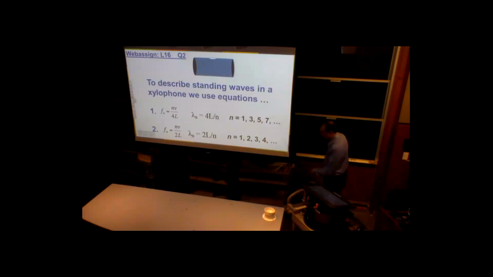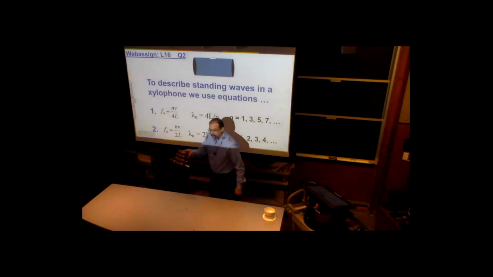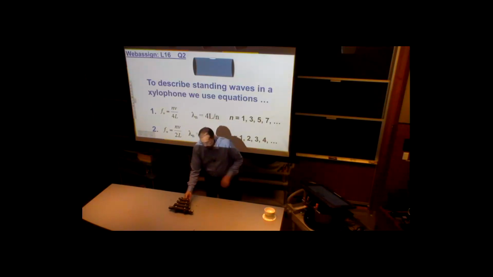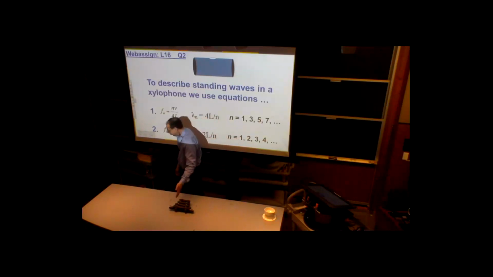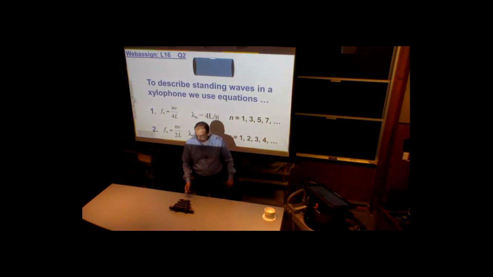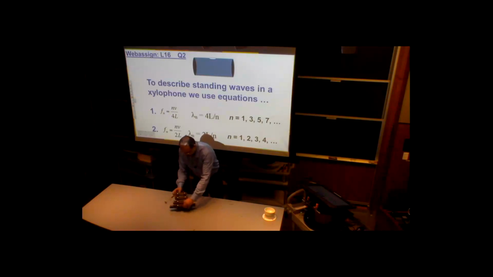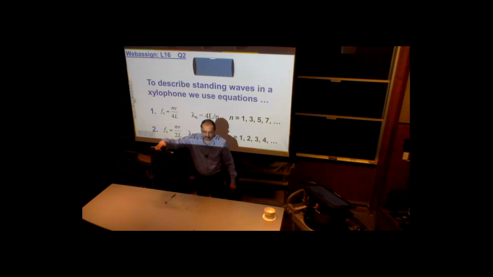Question, what do you think about this situation? Have you seen it? You can buy it, not from me, from eBay. A xylophone. So the length is related to the fundamental it generates. If you look inside, closed, closed, but there's a hole right here. So what kind of a pipe is that? What set of equations should we use for the xylophone?